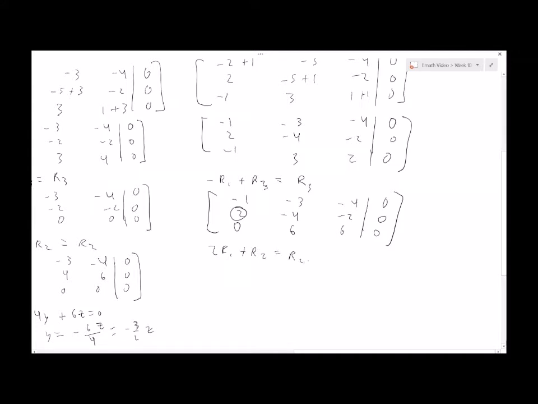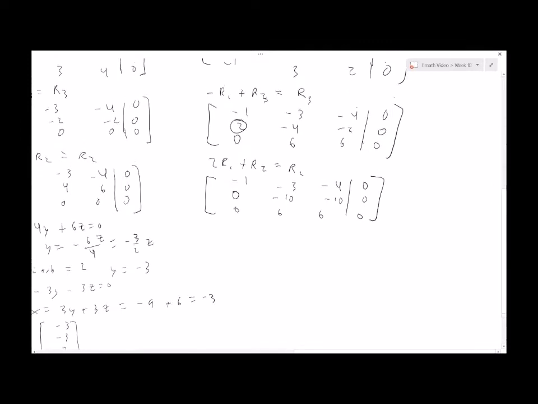We're left with negative 1, negative 3, negative 4, 0, 0, and then negative 6 plus negative 4 is negative 10, negative 8 plus negative 2 is negative 10, 0, 0, 6, 6, 0. I don't know if you can tell, but row 2 and row 3 are multiples of each other if we divide by negative 10 and divide by negative 6. So I'm just going to divide right here. I'm going to make this a positive. It's going to be 1, 3, 4, 0, 0, 1, 1, 0, 0, 1, 1, 0.